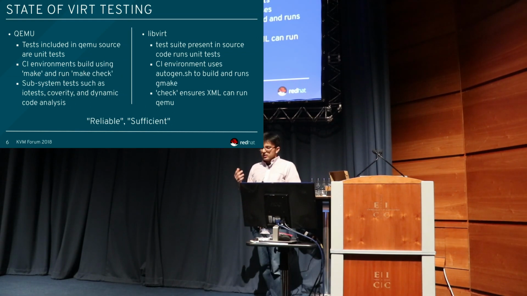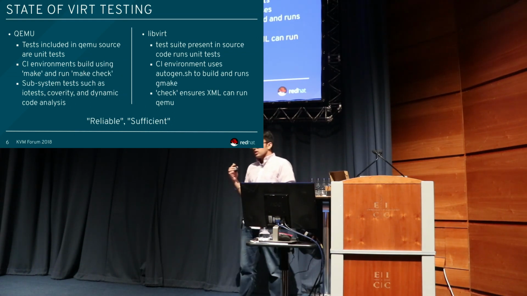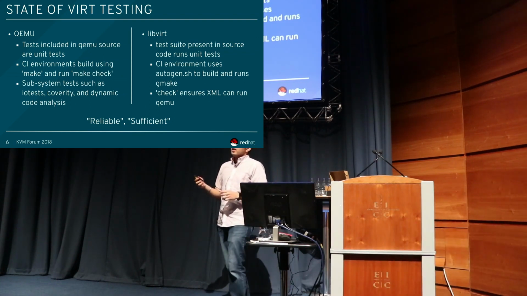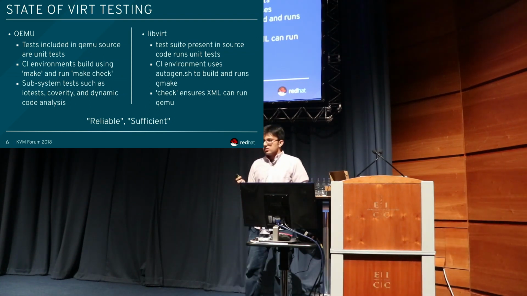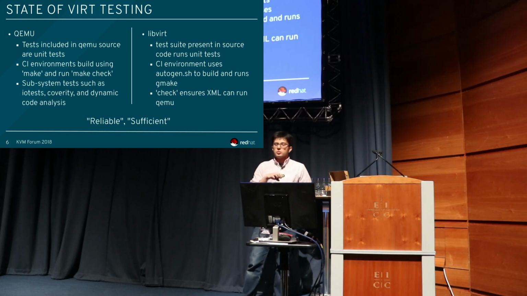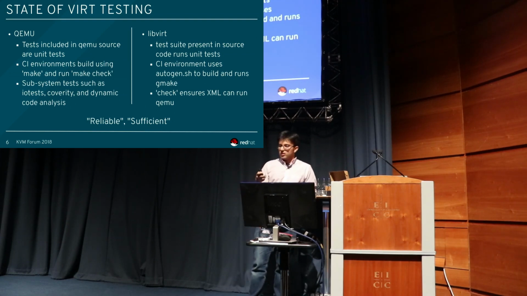For libvirt, the test suite is present again in the source code, and it runs unit tests. The current CI environment uses the autogen.sh script to build libvirt, and then it runs make, and the CI environment runs a make check. Now libvirt's make check is not like QEMU's make check. It checks whether the XML that is generated by libvirt doesn't break QEMU. Like, it works with QEMU.